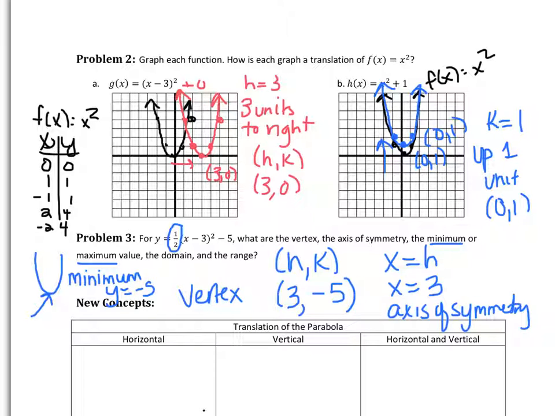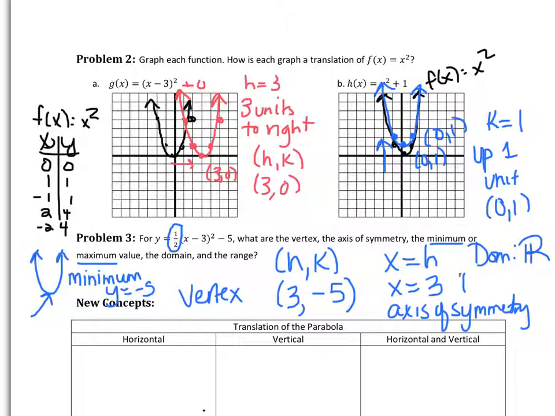And how about the domain and range then? Let's talk about that. Domain for quadratics will be all reals, and it's always all reals. So you can just automatically know that it's all reals. I can plug any x value into that equation, subtract 3, square it, multiply by half, and subtract 5. There are no restrictions to our domain.